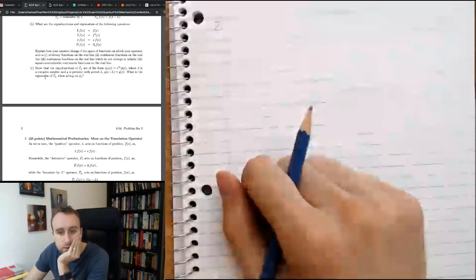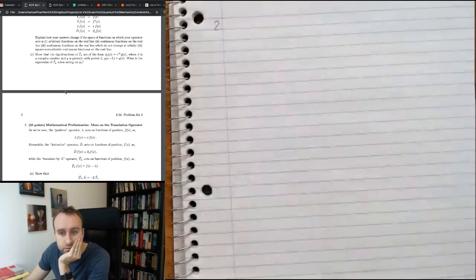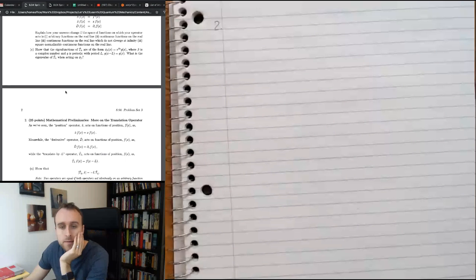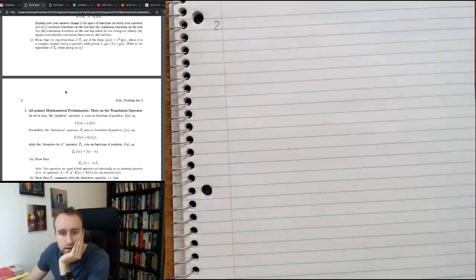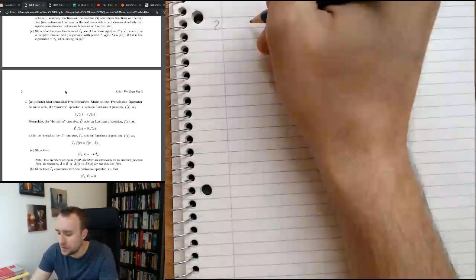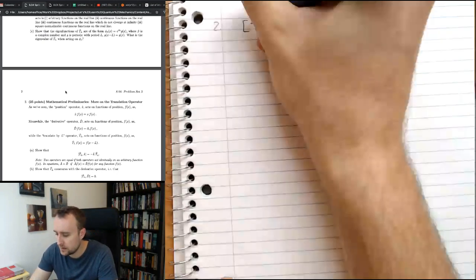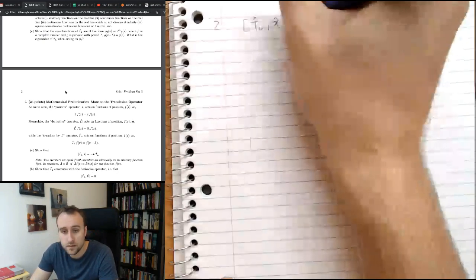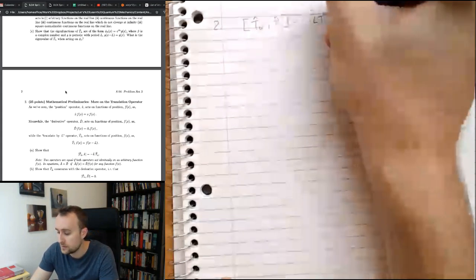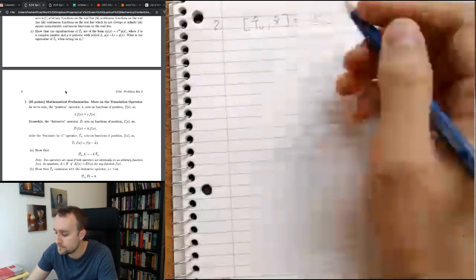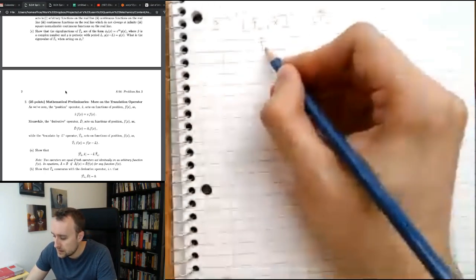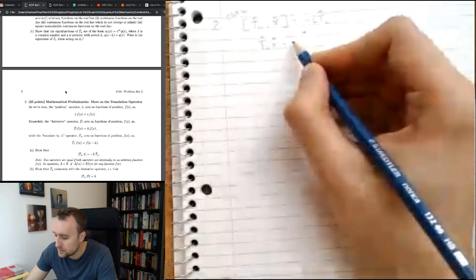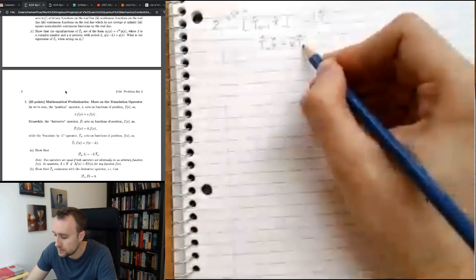Two, translation operator. The position operator acts on functions of position f of x as x hat f of x equals x f of x. The translate by L operator is this. Show that the commutator of T_L and x hat is equal to minus L T hat. So we need to show that T hat L x hat minus x hat T hat L.